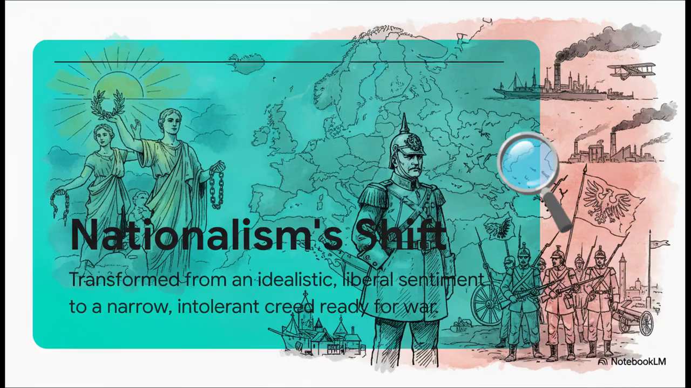By the end of the 19th century, that idealistic spirit was pretty much gone. Nationalism had warped into this narrow, aggressive belief system. Nationalist groups became more and more intolerant of each other. The goal was no longer just freedom for your people, it was about being better than and dominating everyone else.